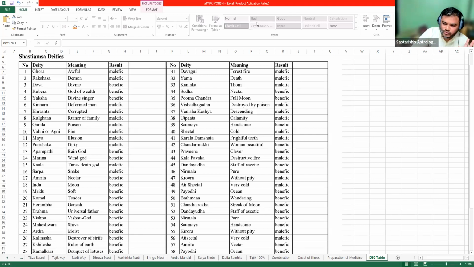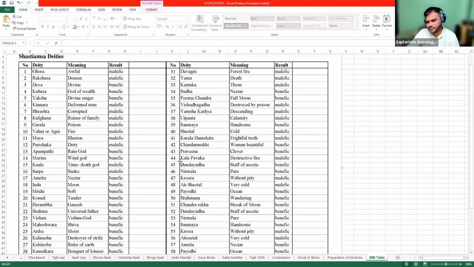As I'm saying, the calculation part is not included in this webinar. In calculation, there is a reverse calculation, like we can calculate Shashtiamsha in forward and backward both ways. Accordingly, we assign the Shashtiamsha data. So in this table, for example, this Kala Pavaka, number 44, I'm sure you can see.